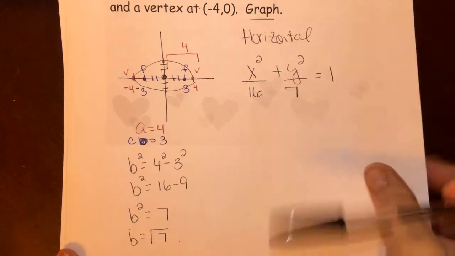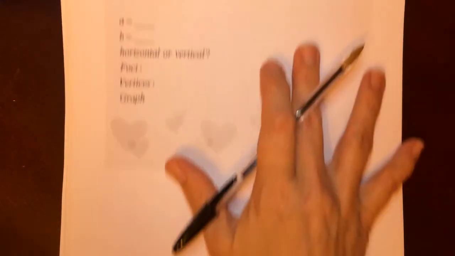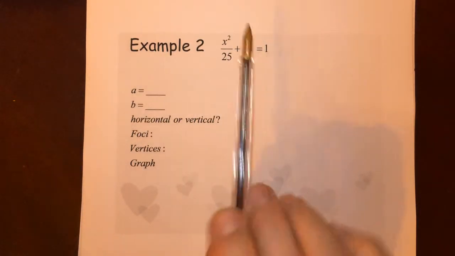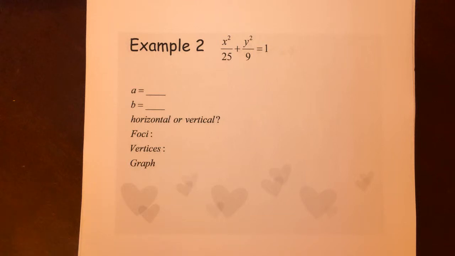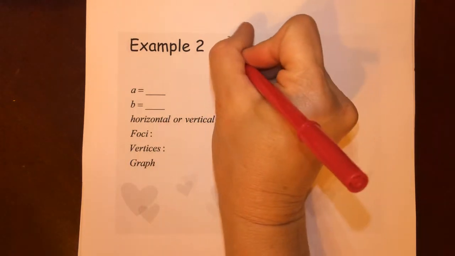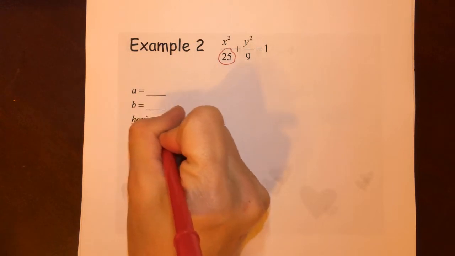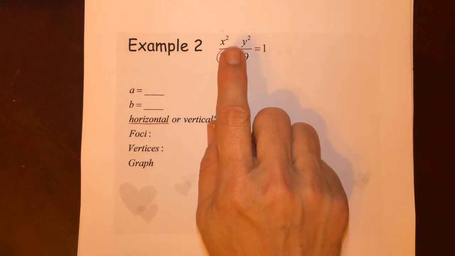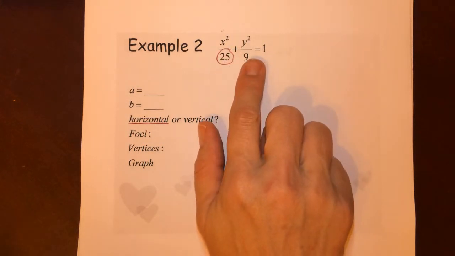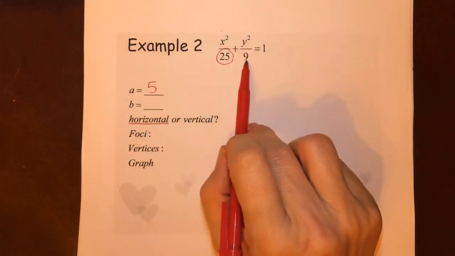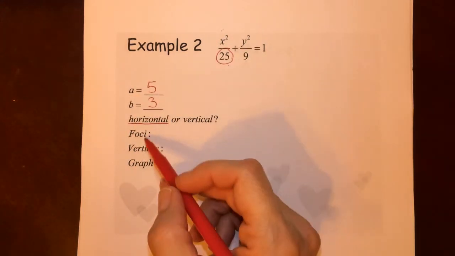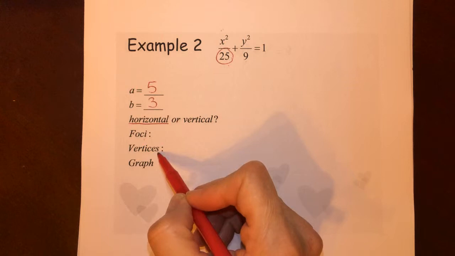Okay, let's go do another example. Again, they're not hard, it's a matter of doing them. So example 2. It says x squared over 25 plus y squared over 9. When they give you the equation, the first thing you want to do is find the biggest denominator, which is right here. That means this is horizontal because it's under the x. Remember, the bigger number is a squared, the smaller number is b squared. So if 25 is a squared, then a is 5. If 9 is b squared, then b is 3. To find the foci and the vertices, I'm going to start with the graph.